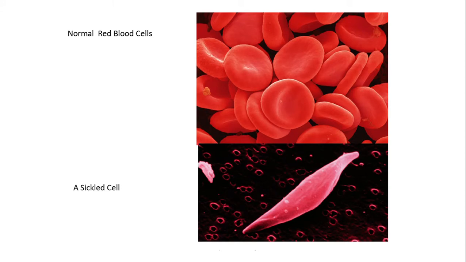I mentioned sickle cell anemia. You can see that these are normal red blood cells here. They're disc-shaped and they have a little depression, and that sickle cell is elongated and becomes rather fibrous.